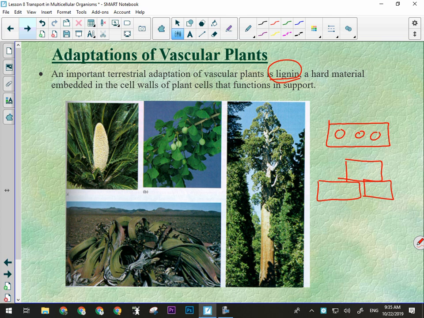So lignin helps with that. Lignin can also be used as a shell. It can be used to protect certain structures within the plant. So pine cones generally have a lot of lignin around them that encase them and protect the seed.